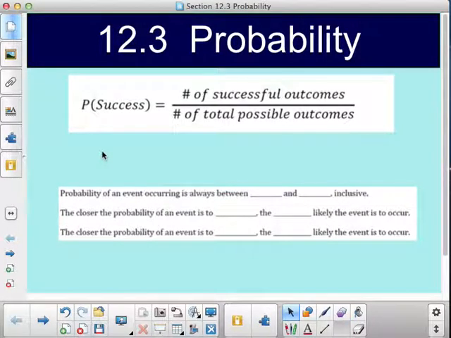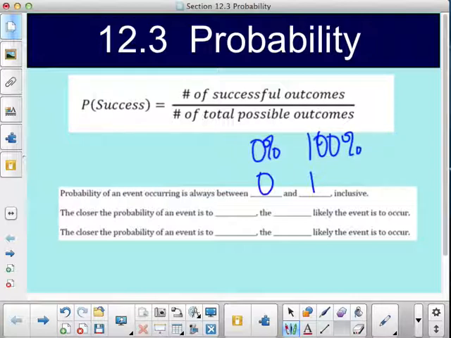Hello class, today we're going to go ahead and start section 12.3 on probability. So the probability, in order to figure it out, what you do is you take the number of successful outcomes over the total number of possible outcomes. One thing to notice is that the probability of an event occurring is always between 0 and 1, or in other words, it's from 0% to 100%.